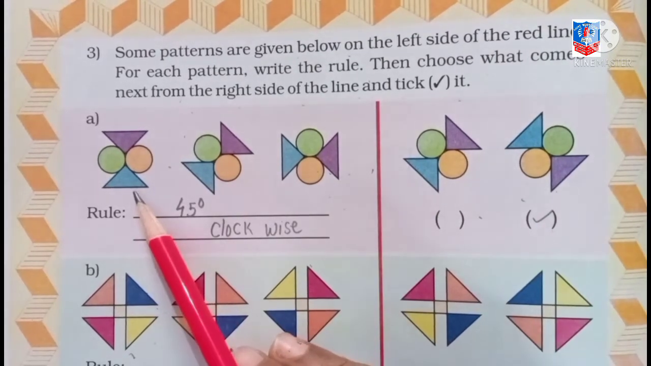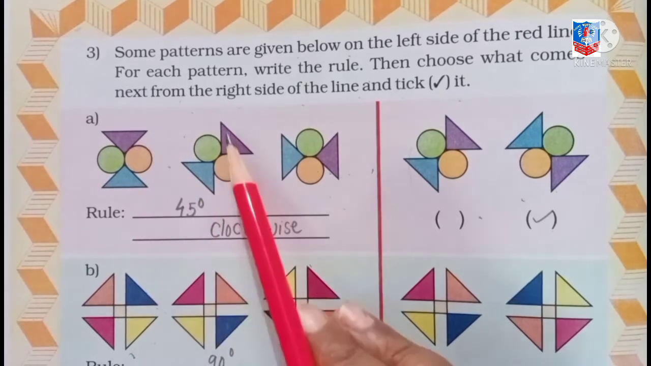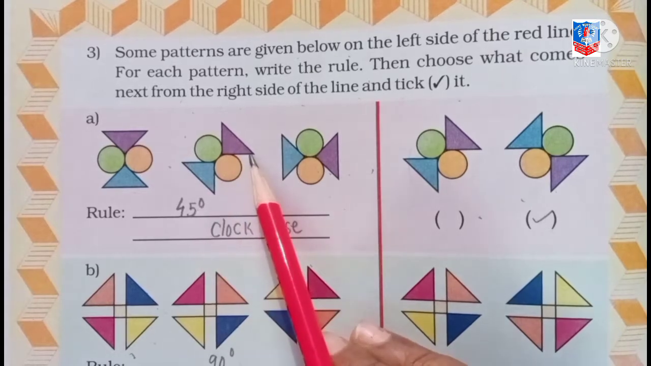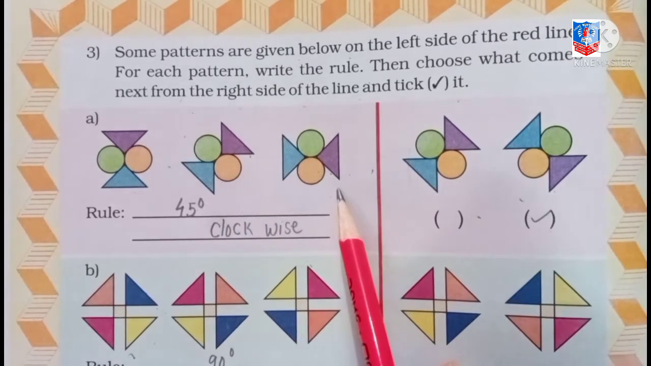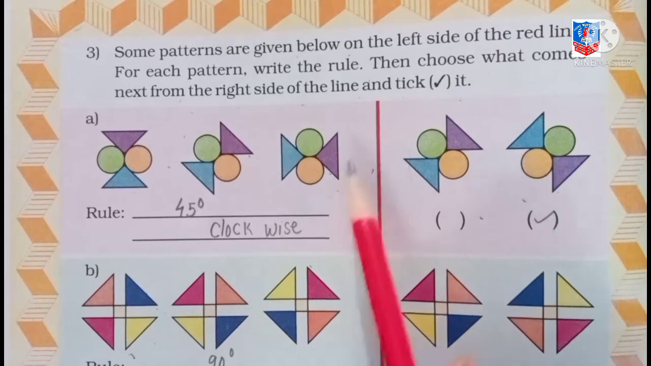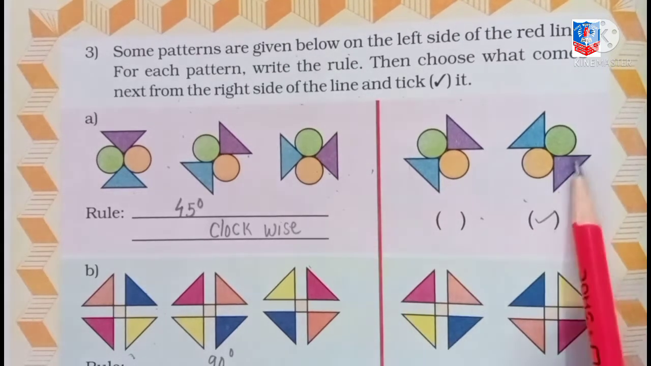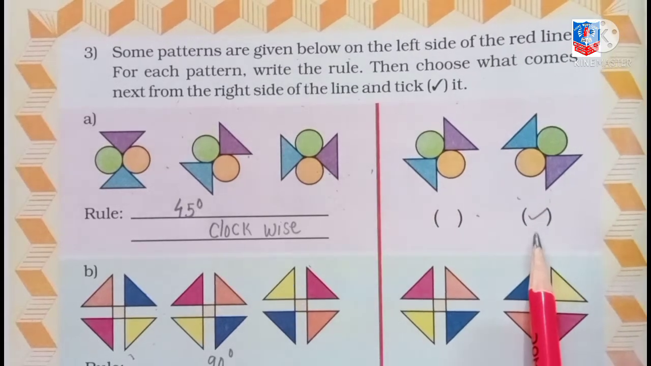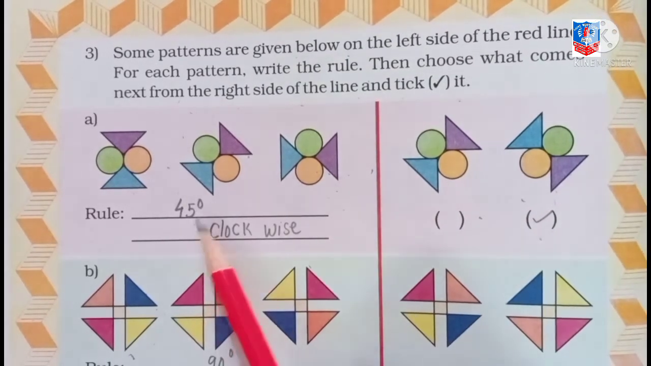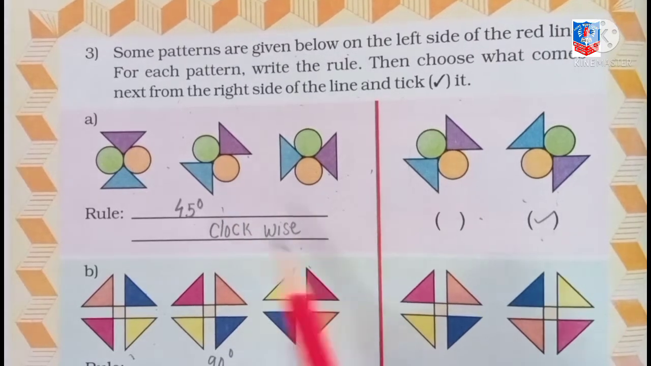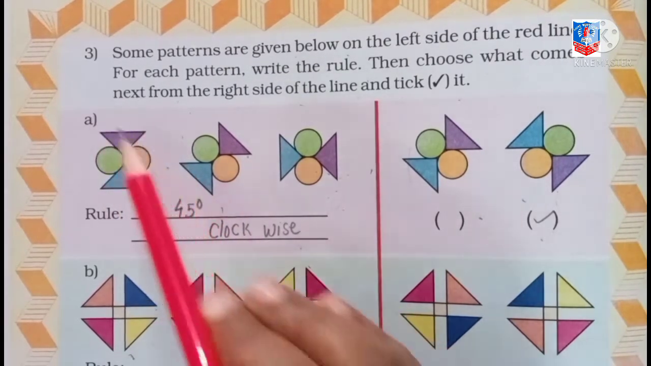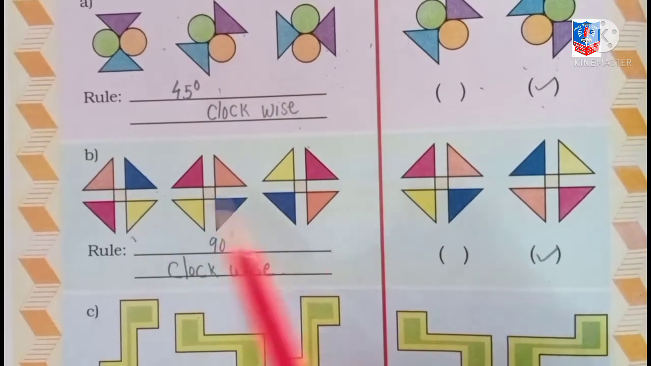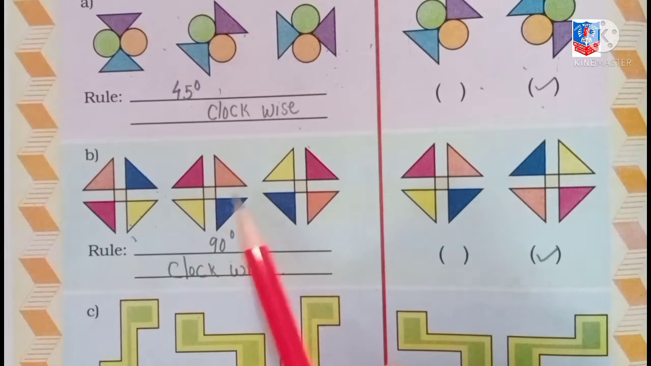Now see, this is a pattern. It just rotated this way. That means 45 degrees. Again like this way, that is 45 degrees. Now next what will come? See, when we turn, this will become like this way. That means the rule is 45 degrees clockwise because we are turning it this way. Okay? Next, see here. Again, first, then second, third.